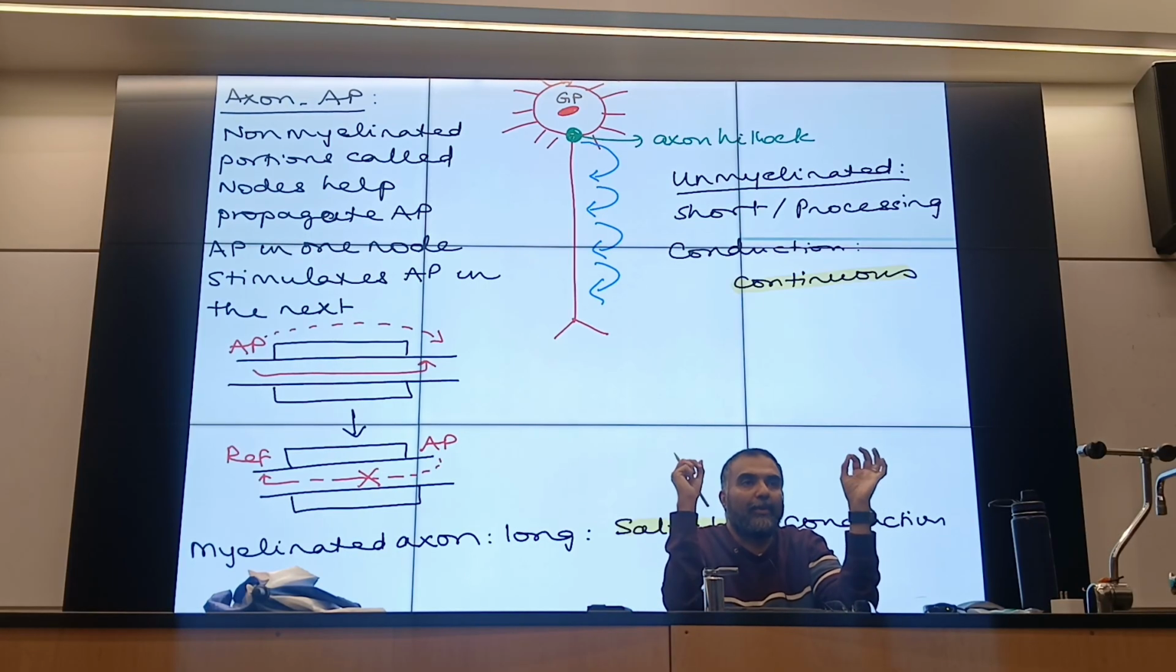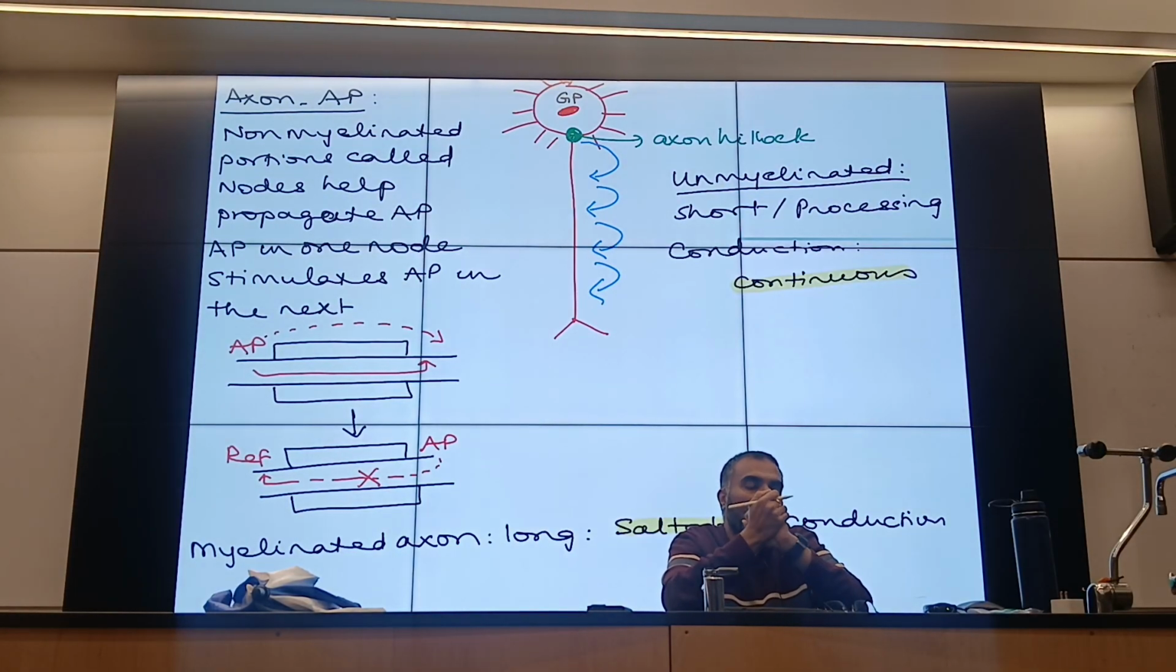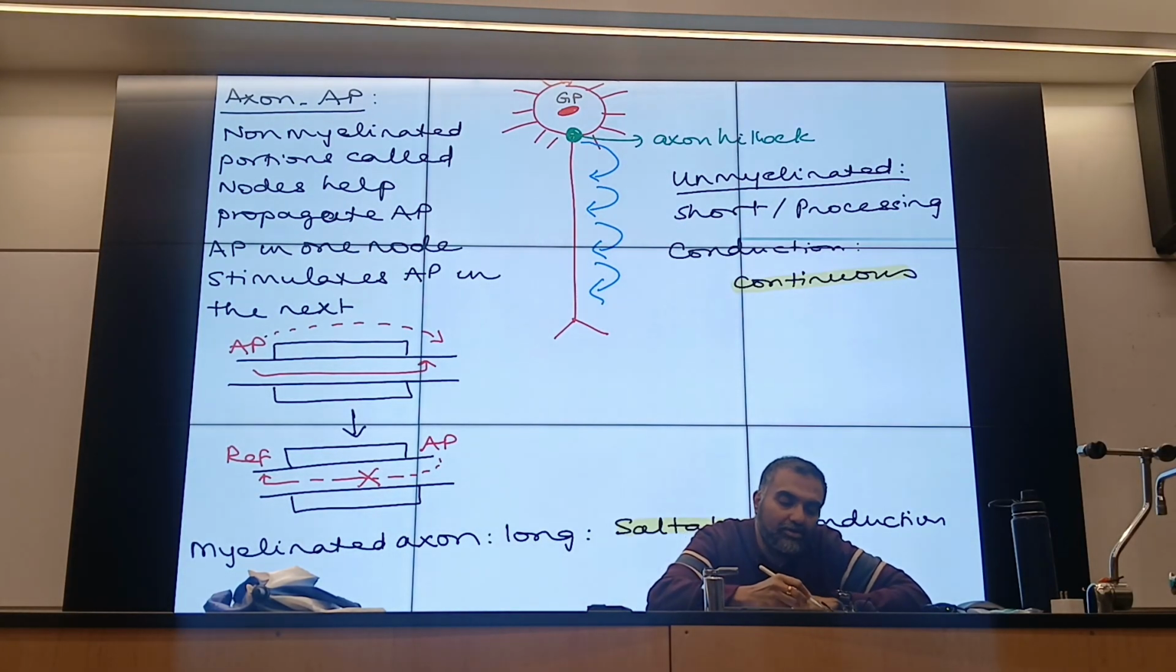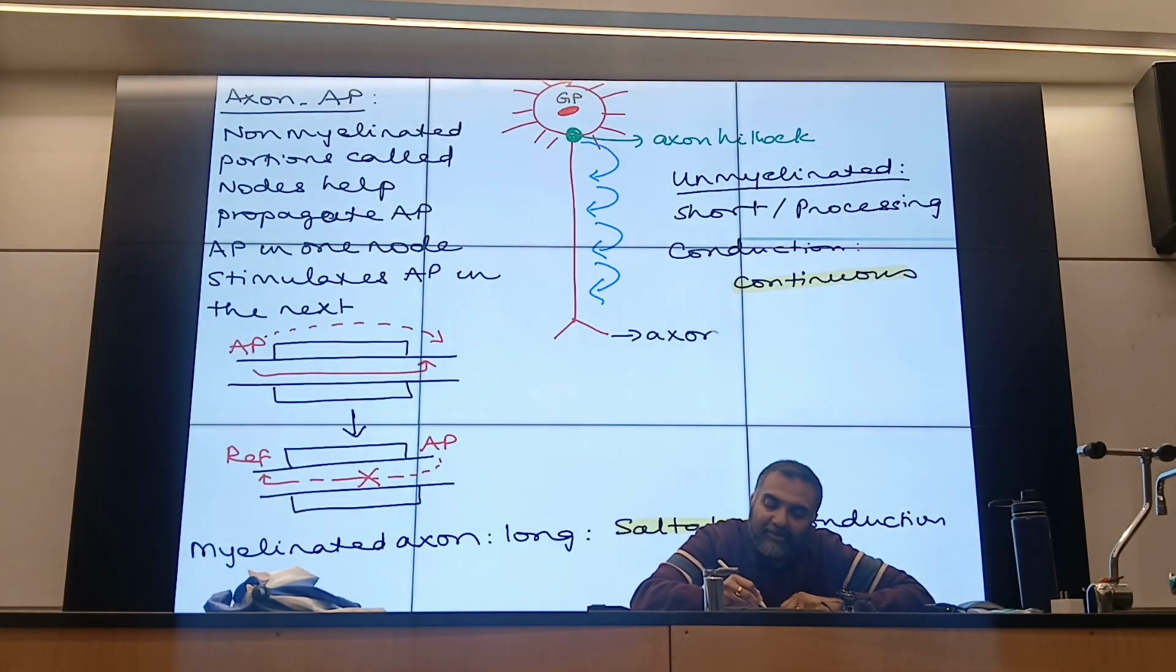So the graded potential translating into action potential, and then the action potential moving through the axon. Is this making sense? Yes. Okay, last step is what happens at the very end. What happens at the axon terminal? So this is your axon terminal. So what happens at the axon terminal?